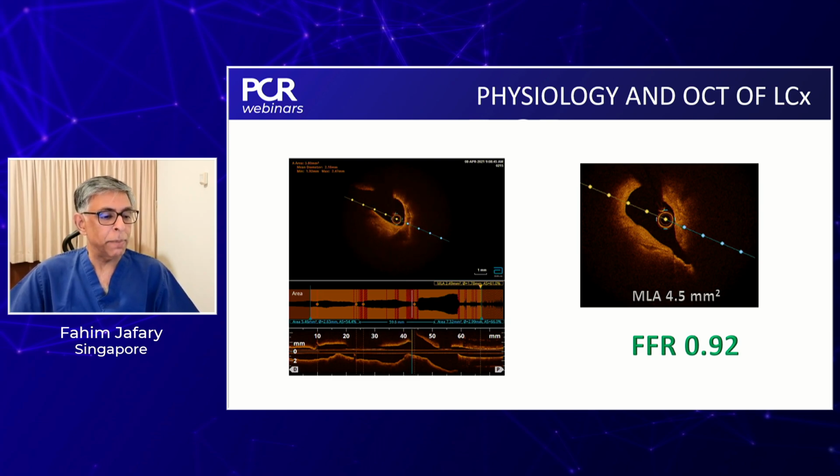And on the left-hand panel, you can see just the ostial portion of the circumflex looked pretty okay. The minimal luminal area in the circumflex was 4.5 square millimeters with a little bit of a calcific nodule, and that's why it still looked a bit hazy. We put a pressure wire down the circumflex, and the FFR was 0.92.